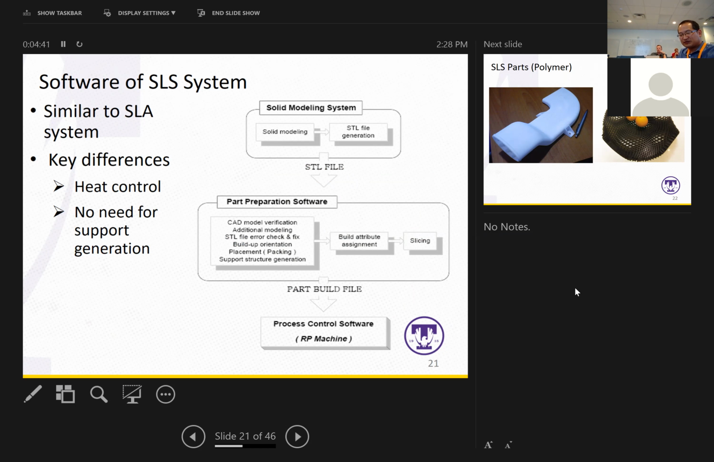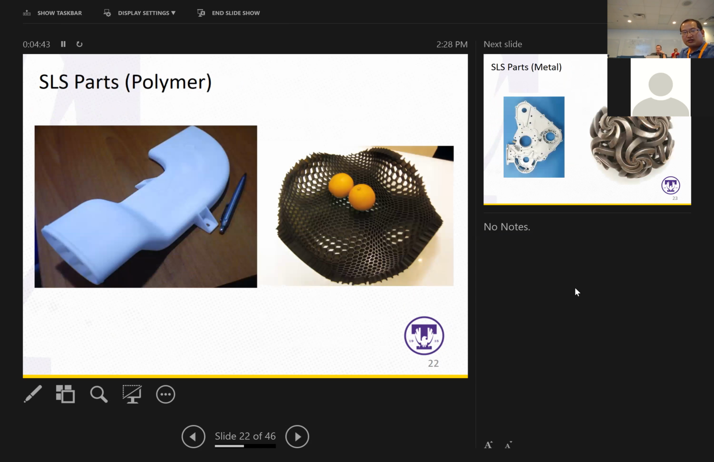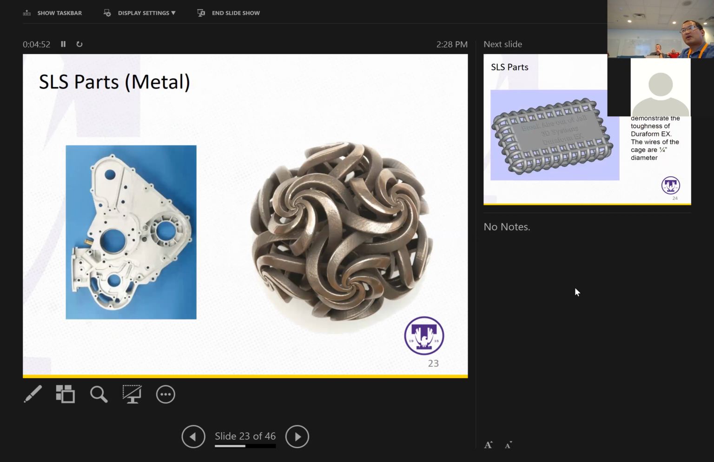Okay. Good. So here are some polymer parts generated using this SLS process, and also some metal parts like this one, but I don't think the left one looks like metal. But anyway, the right one is pretty much a metal one.